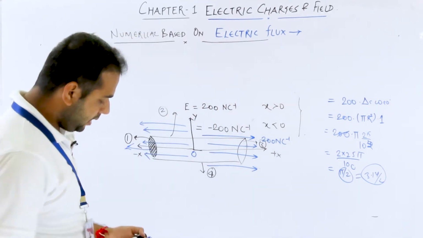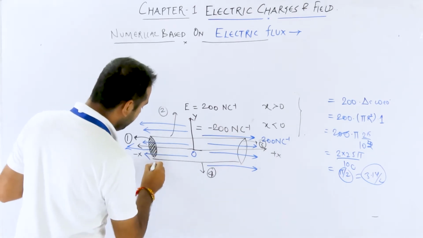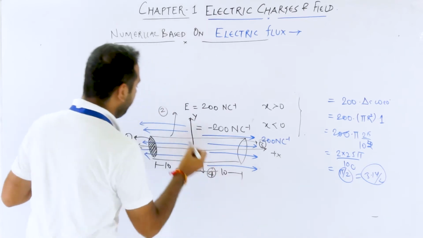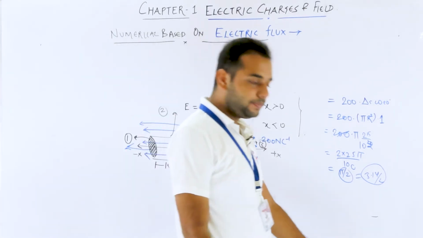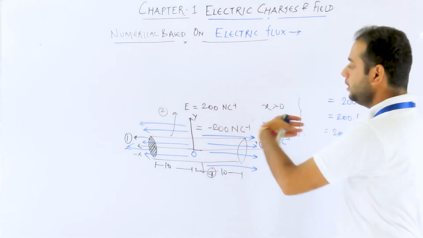I'm rubbing this. Now let's see if length is 20 centimeter. Then obviously this is 10. This is also 10. What about the second phase? Okay, what is the direction of electric field on phase second or surface second? It is either in that direction or in this direction.